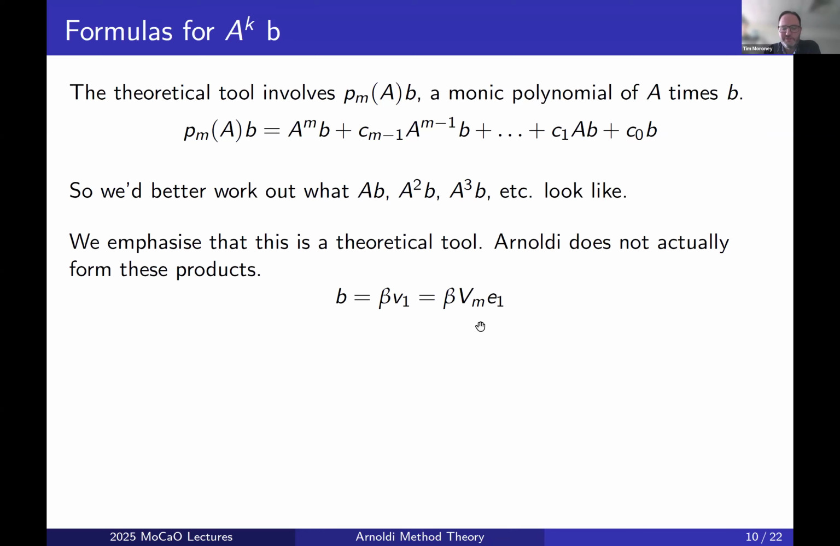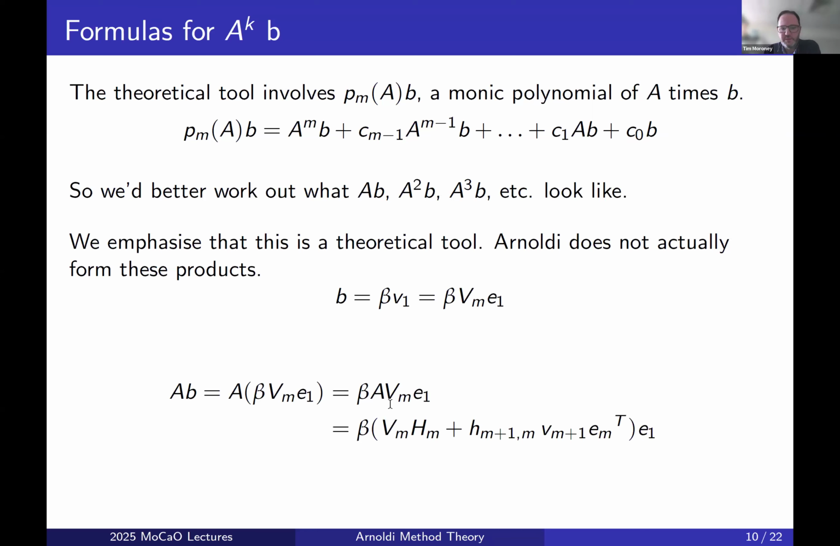All right, so B is fine. It's the first column normalized, so that's beta Vm E1. A times B will be A times that, and we recognize an AVm when we see it. So we're going to expand that out using our second relation: AVm is VmHm plus H(m+1,m) V(m+1) Em transpose, times E1. Just multiply out the brackets and then notice we have an Em transpose E1 here. That's the dot product of the vector with a 1 in the first position with the vector with a 1 in the last position, so that's 0. So we just get the first term.